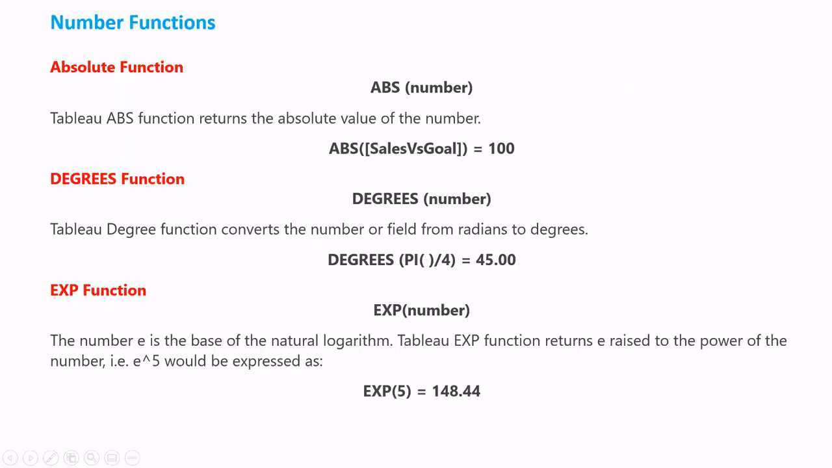So number functions, first one, the absolute function. The absolute function returns the absolute value of the number irrespective of the sign. The degree function basically converts radians to degrees. And exponential function, as we all know, is e power something. If you want to use that, then we can use the exponential function.